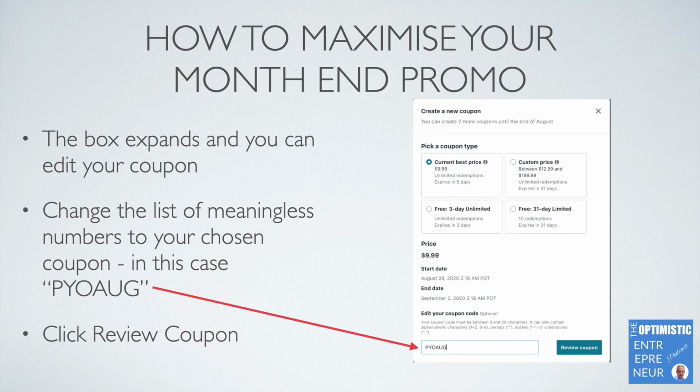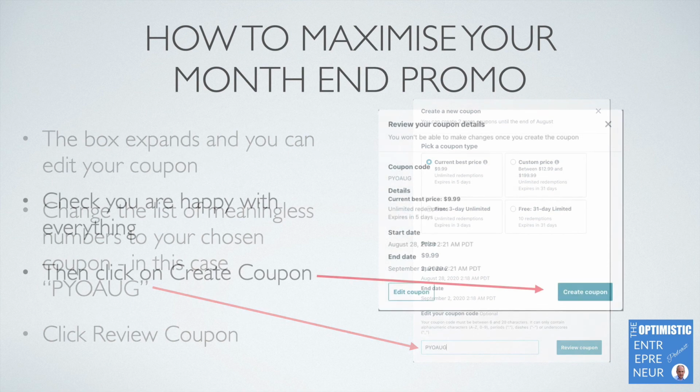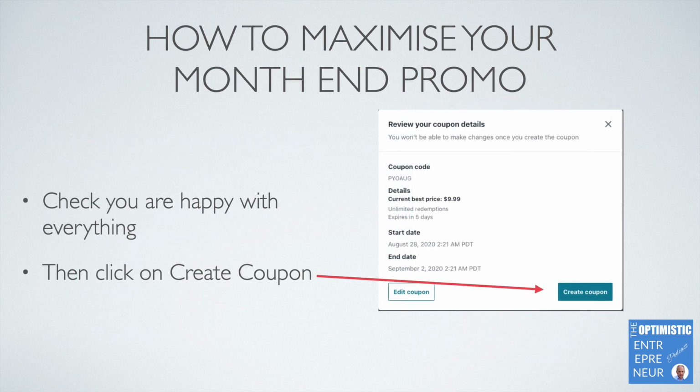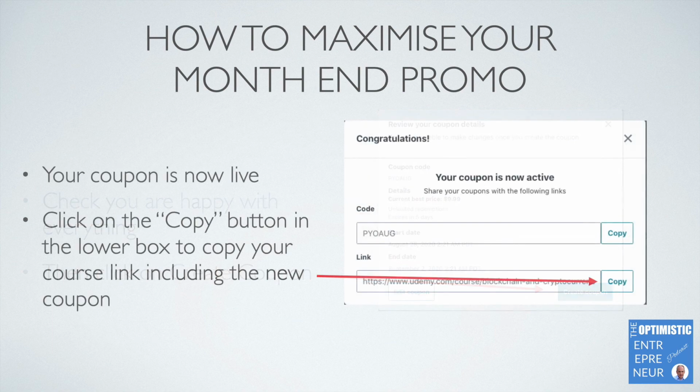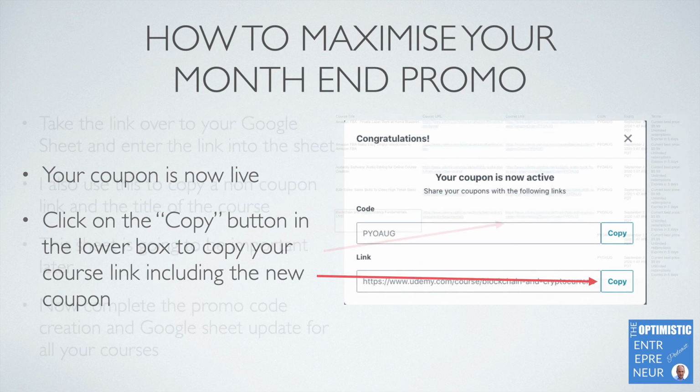Now, the initial coupon they create there is something with about 20 numbers and letters in, which is gobbledygook. Change that to PYOAUG or whatever your selected coupon is going to be, and then click Review Coupon. Then make sure you're happy with everything, review what's on the screen, and then you can click on the Create Coupon button. Your coupon is now live, and you need to click on the Copy button in the lower box to copy your course link, which includes the new coupon.